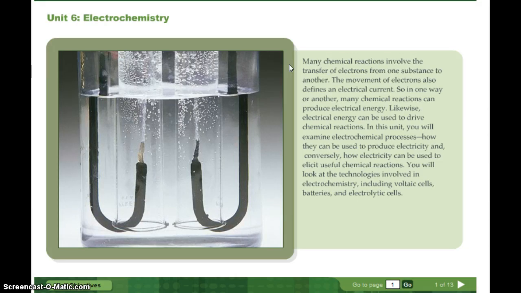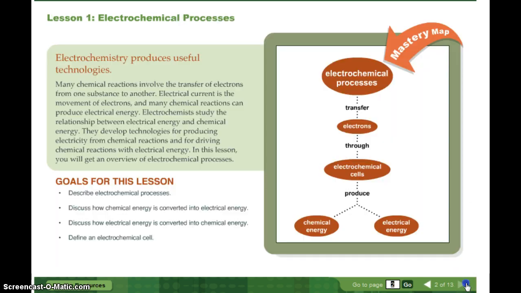In this unit, you will examine electrochemical processes, how they can be used to produce electricity, and conversely, how electricity can be used to elicit useful chemical reactions. You will look at the technologies involved in electrochemistry, including voltaic cells, batteries, and electrolytic cells.